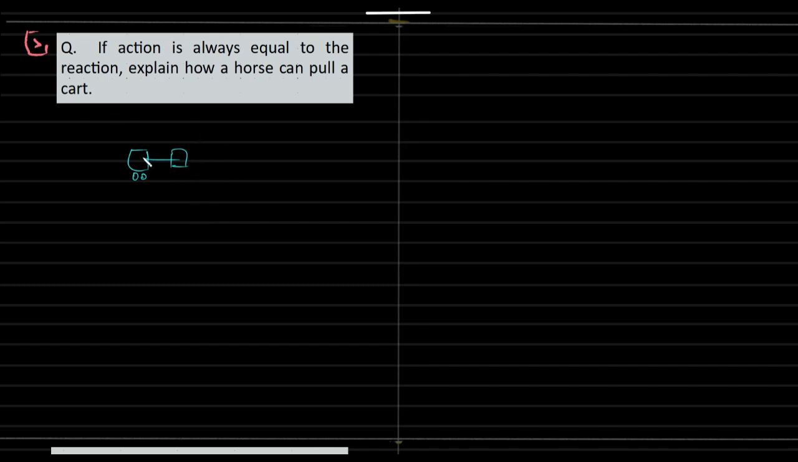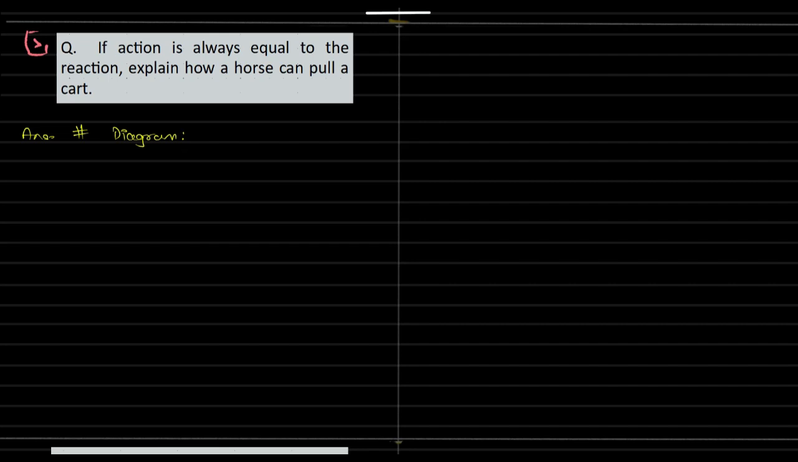We have the action which is pulling. Say in this case the action is the cart is being pulled, while the reaction is the cart is pulling the horse. So let me explain this with the diagram.